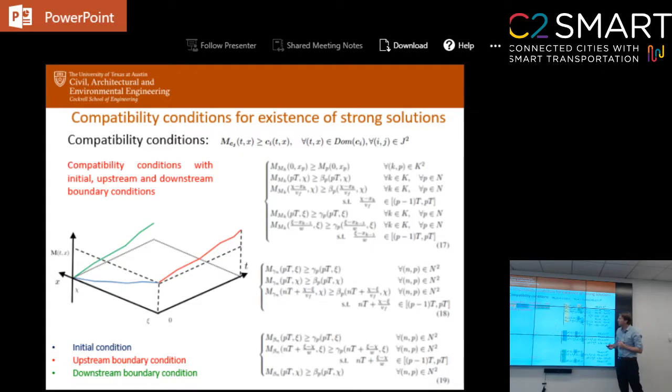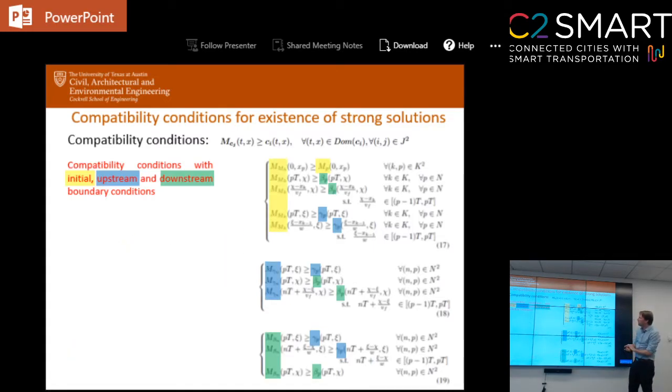So what do these constraints represent? They represent compatibility conditions between initial conditions, so these are the initial conditions in yellow, the upstream boundary conditions in blue, and the downstream boundary conditions. And there is some interaction between all these data. For example, the initial conditions restrict the total inflow that can be sent, and they also restrict the total outflow that can be extracted from the link.